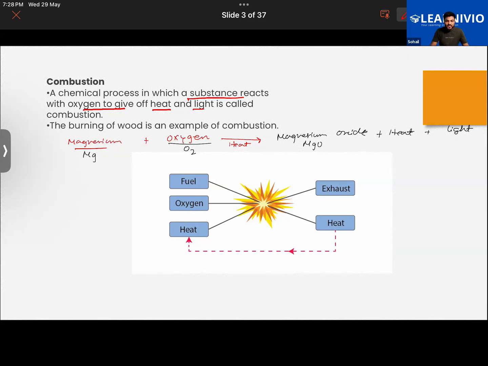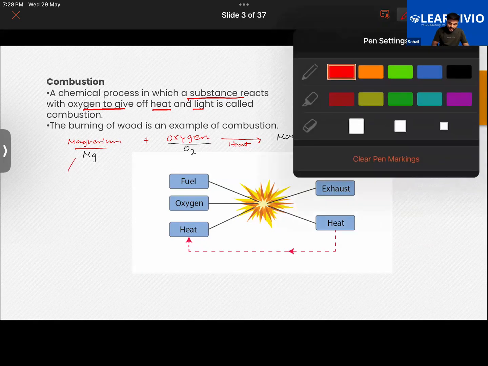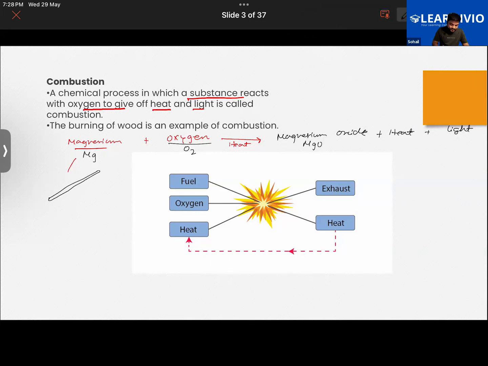By the way, there is one more thing you need to know about magnesium ribbons. You guys know magnesium comes in the form of ribbons like this. This experiment was explained in class 7. It gives a very dazzling flame and gives lots of heat and light. Where do we use this magnesium ribbon? Where is it used? Any idea? No, sir, we did not discuss that.